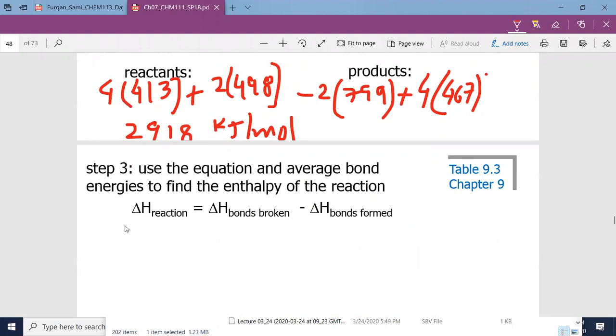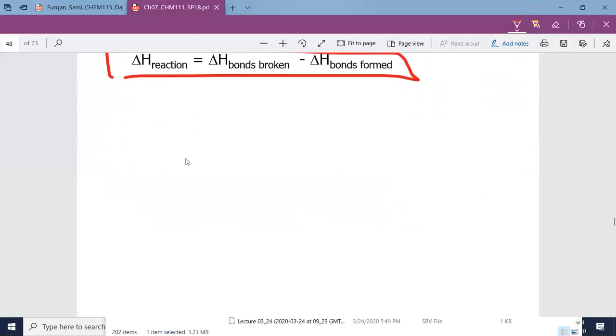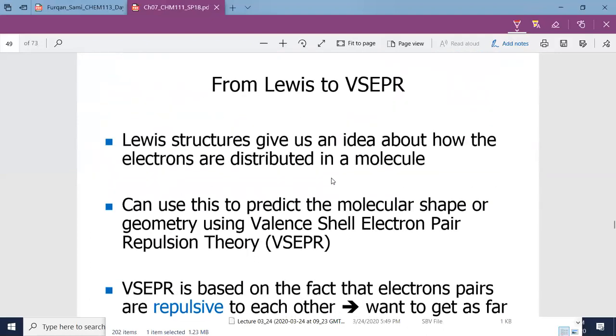Okay, so this is the same way we were doing it. The bonds broken minus bonds formed, the heats that we have actually calculated. So from the Lewis structure, this is the point where I wanted to bring you guys as soon as possible. Now we are done with the Lewis structure. This is where we are going to talk about the shapes of the molecule.